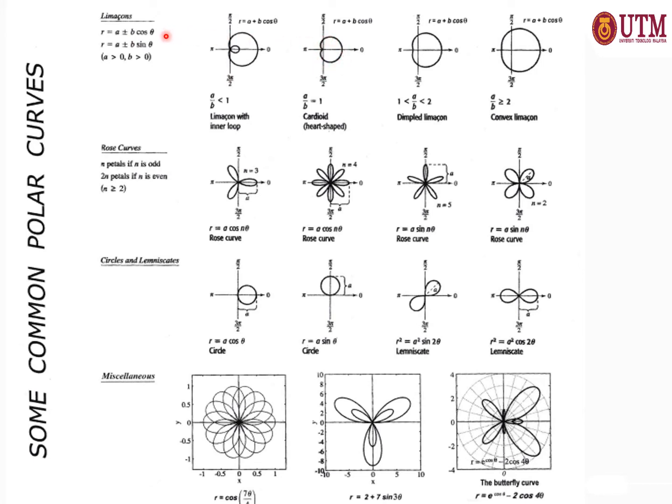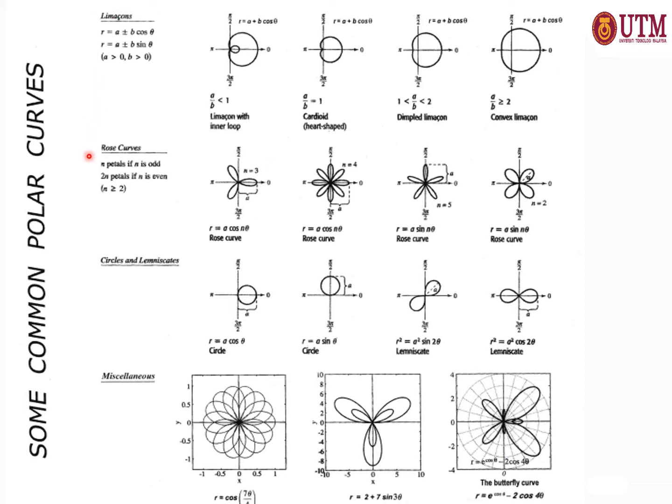And you can also see that for the equation with cos theta, the shape is on the right side, on the x-axis. Meanwhile, for a plus b sin theta, it is shown on the y-axis. So for cos theta it is on the x-axis, and for sin theta it is on the y-axis. This is for limacons.